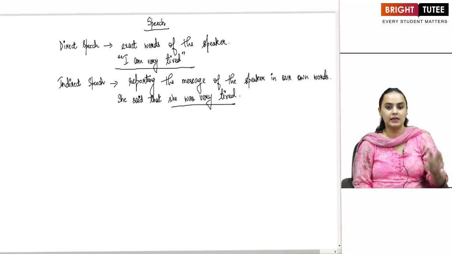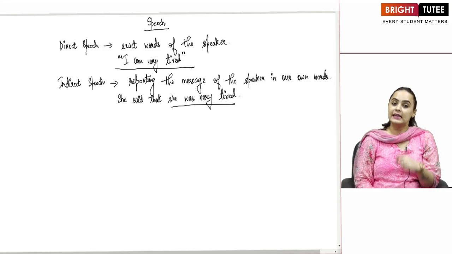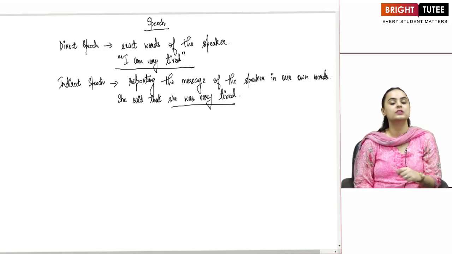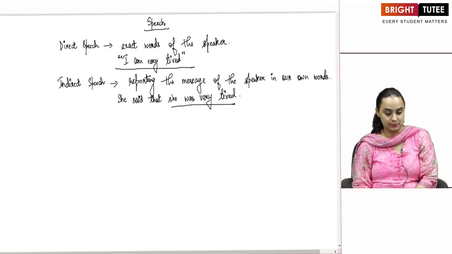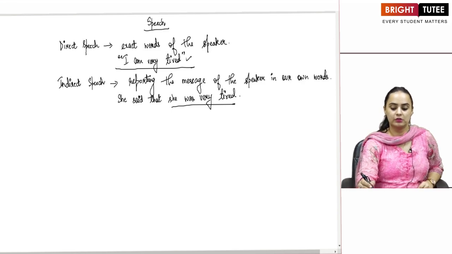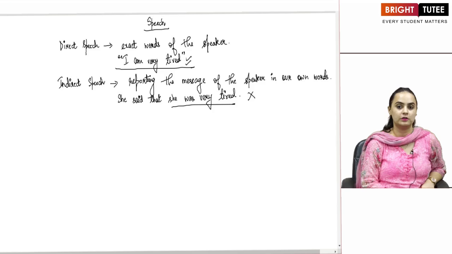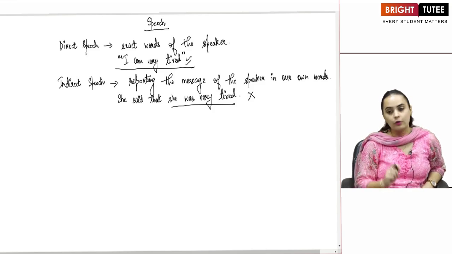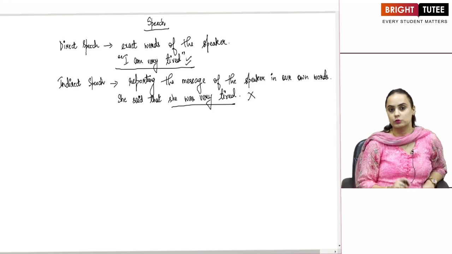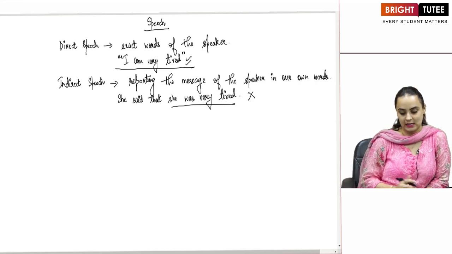So direct speech is when the exact words of the speaker are being reported, and indirect speech is when we are reporting the words of the speaker in our own words. You can see the usage of inverted commas in direct speech, and there is no usage of inverted commas in the indirect speech. Now before we move on to the rules of changing direct to indirect, let us look at the structure of a sentence.